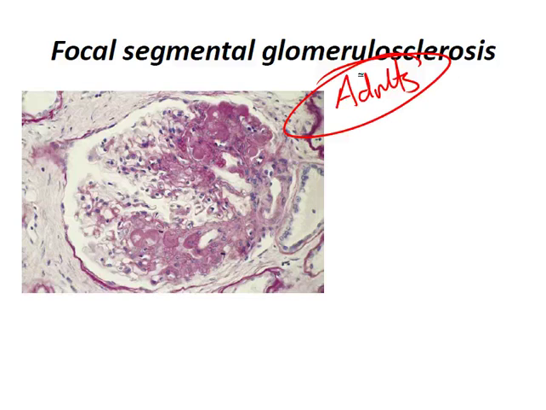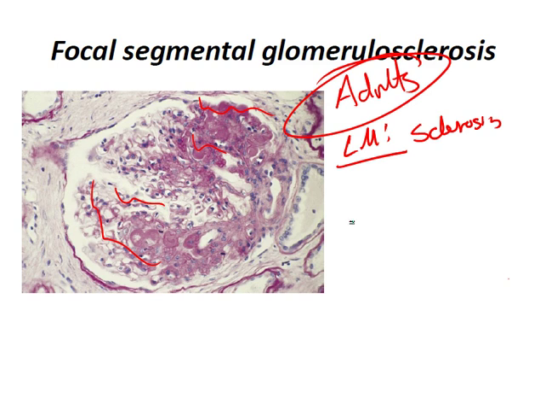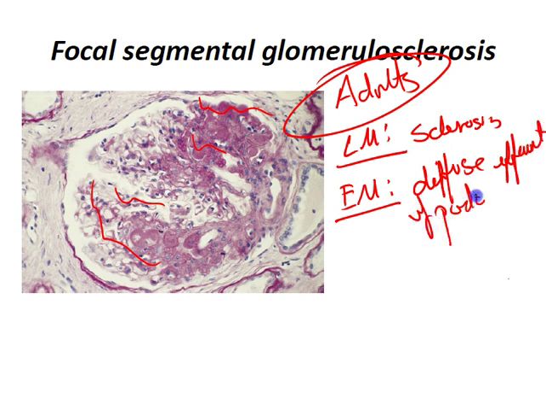Now, on light microscopy, you're going to see sclerosis. See all this scarring in here? The scarring right here. That's on light microscopy. On immunofluorescence, you're going to see IgM and C3 may be observed in sclerotic areas, but however, there are no complex depositions that are visualized on immunofluorescence. So this is not an immune-mediated reaction. On electron microscopy, you're going to see diffuse effacement of podocytes.